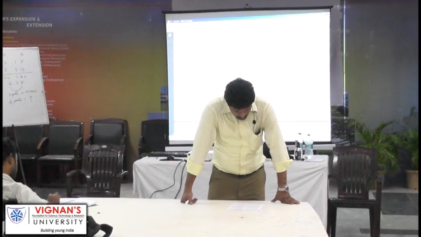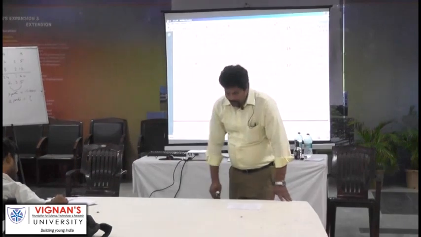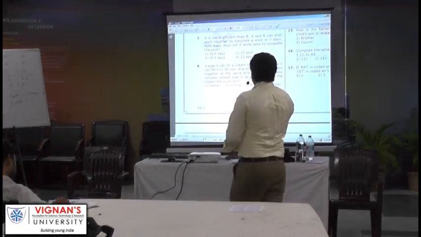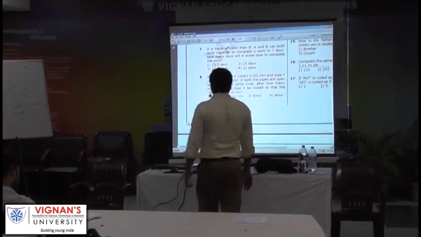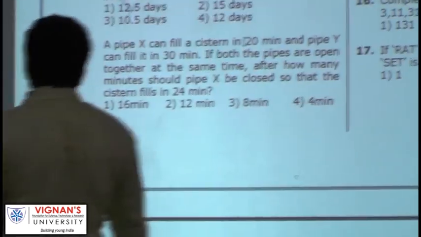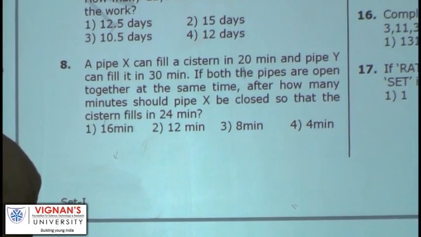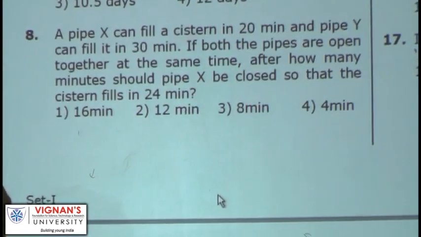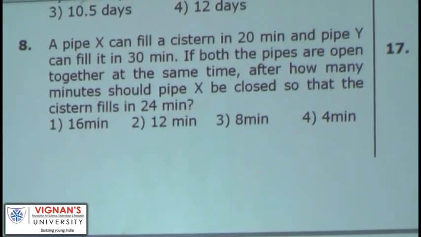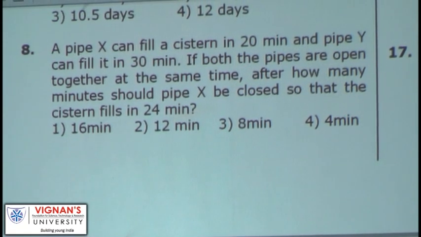Look at the next problem. Pipe X can fill a cistern in 20 minutes and pipe Y can fill it in 30 minutes. If both the pipes are open together at the same time, after how many minutes should pipe X be closed so that the cistern fills in 24 minutes? You have to answer it. We answered many problems like that.